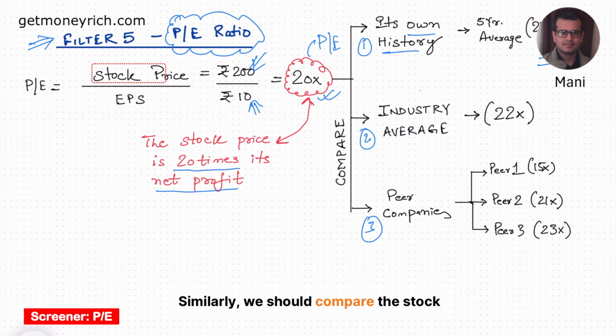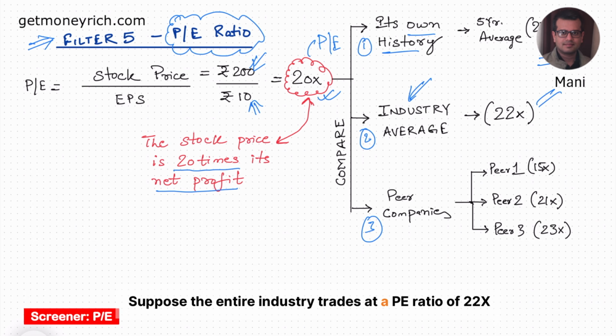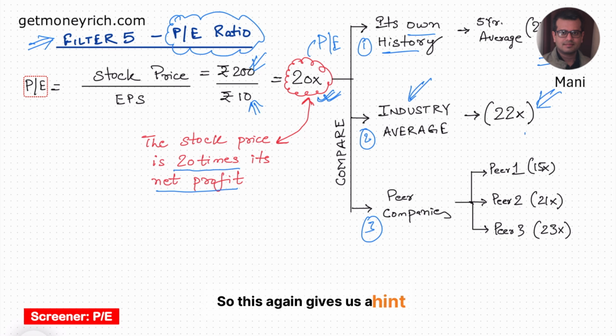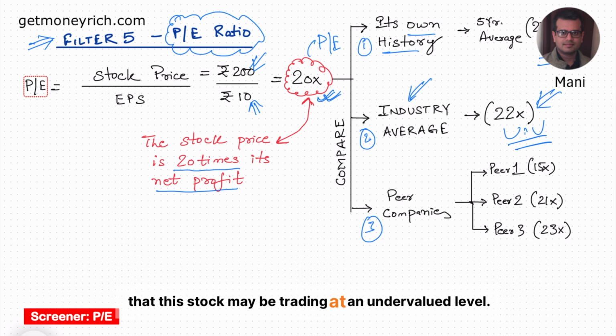Similarly, we should compare the stock with the PE ratio of the entire industry. Suppose the entire industry trades at a PE ratio of 22x and our stock is trading at a PE of 20. So this again gives us a hint that this stock may be trading at an undervalued level.